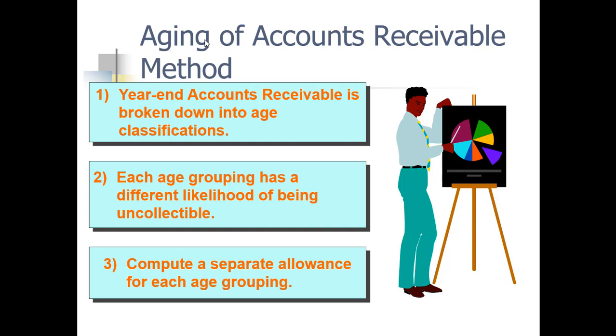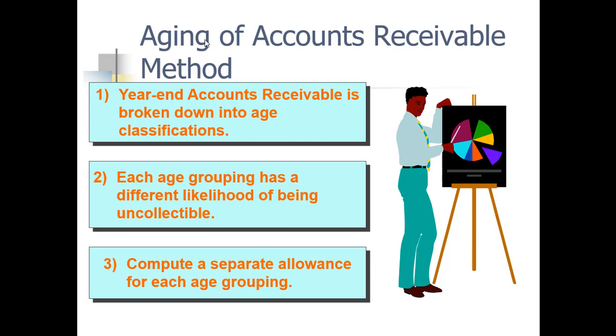All right, so what we do then is we tie a separate percentage to each age classification. The ones that aren't yet due are going to have the lowest percentage of uncollectability, because there's still a pretty good chance that we're going to collect them if they're not due yet. And then as those receivables get older, that percentage is going to get higher and higher, because the older that receivable gets, the less likely it is that we're ever going to see that money. So then all we do is compute a separate allowance for each age grouping.